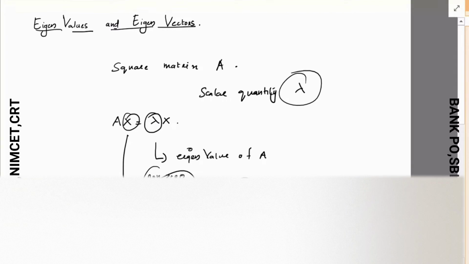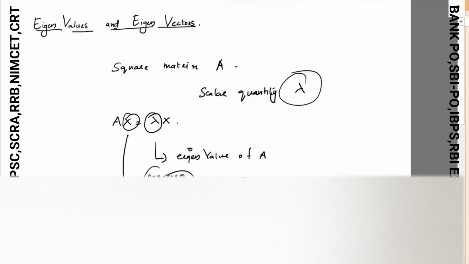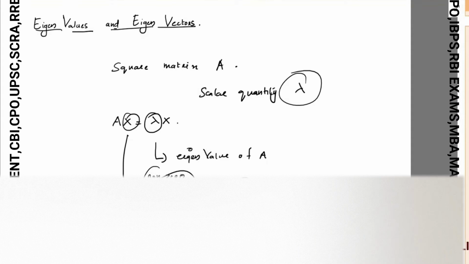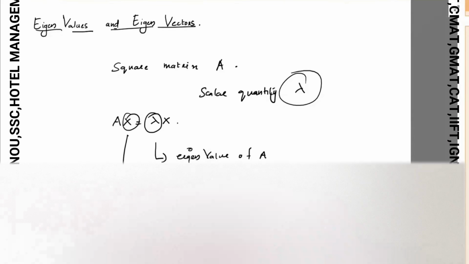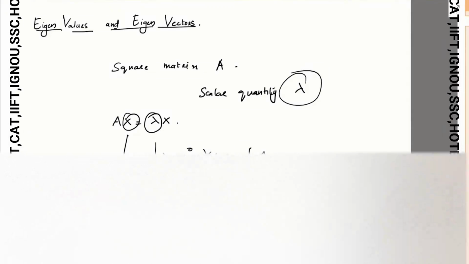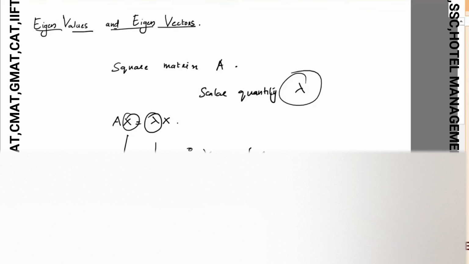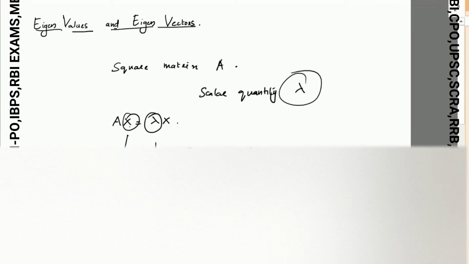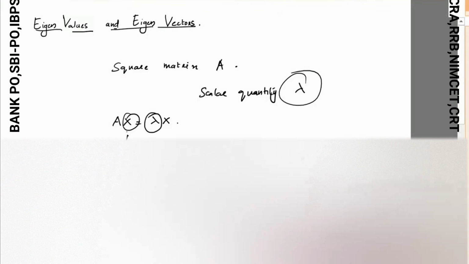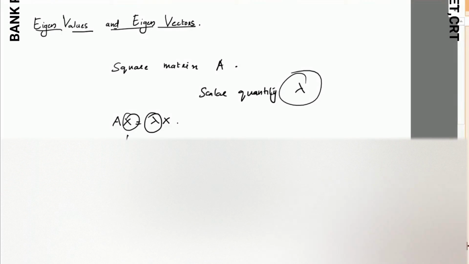So eigenvalue and eigenvector are defined as follows: when we are given a square matrix A such that it satisfies the equation A x equal to lambda x, that lambda is called the eigenvalue of A, and the non-zero vector x is called the eigenvector.